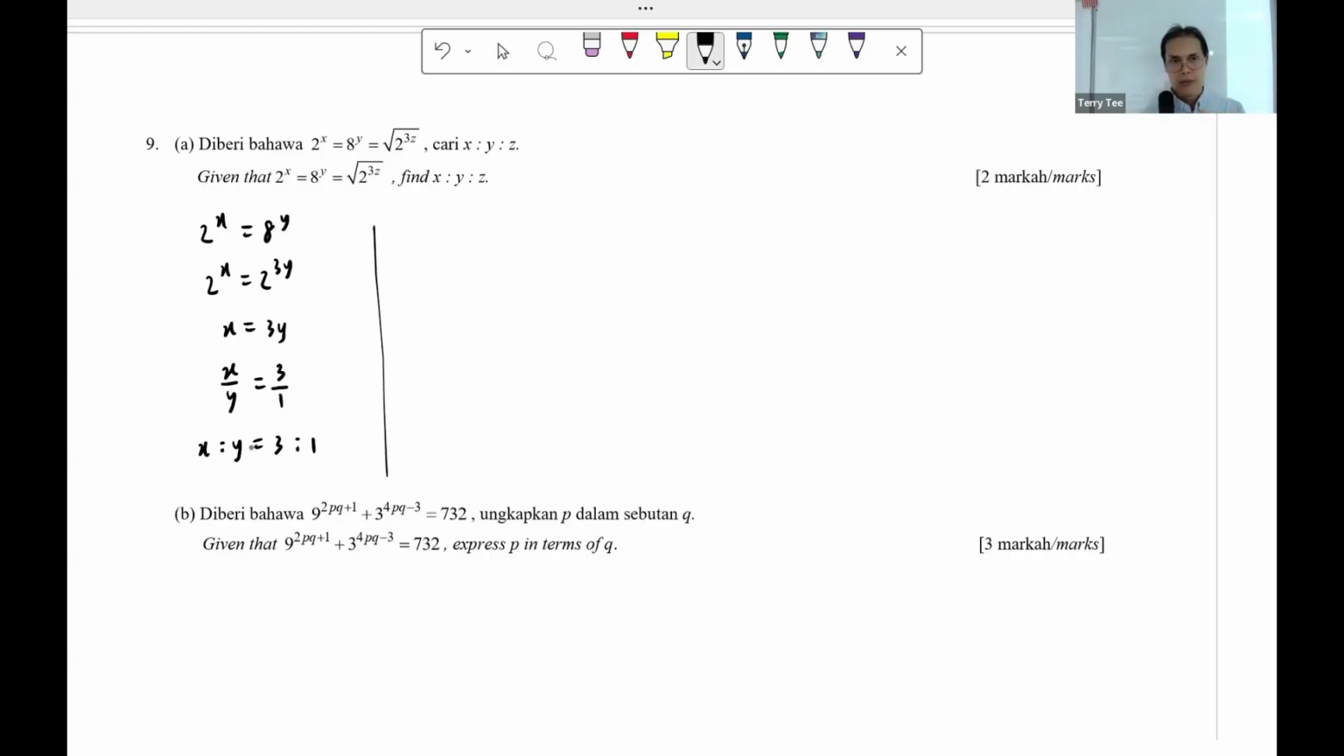Then we compare the next two. Now, you can use x and z. Don't need to compare y and z. I compare x and z. This is 3z. Okay, remember, square root means power half.